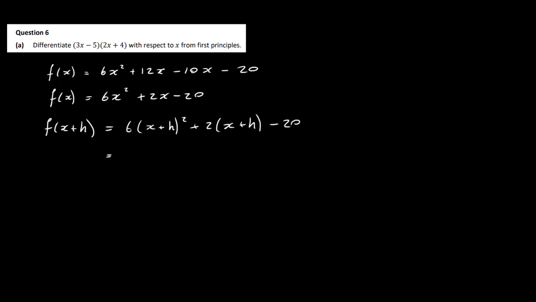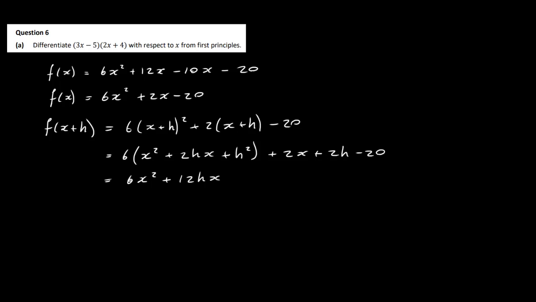Okay, so let's just multiply this out. So we have 6 times (x squared plus 2hx plus h squared), plus 2x plus 2h, minus 20. That's 6x squared plus 12hx plus 6h squared plus 2x plus 2h minus 20.